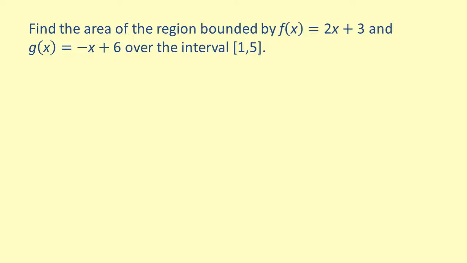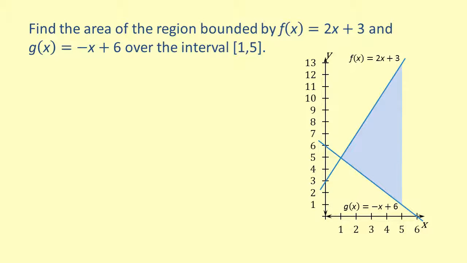Let's try a problem that involves finding the area between two curves. To try to get a better idea of the problem, let's begin by graphing the two functions. Recall that the area of a region between two curves can be calculated using the integral of f of x minus g of x dx from a to b, where f of x is greater than or equal to g of x. In this case, notice that on the interval from 1 to 5, f of x is greater than or equal to g of x.